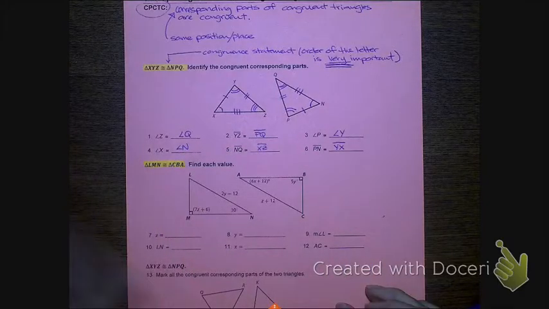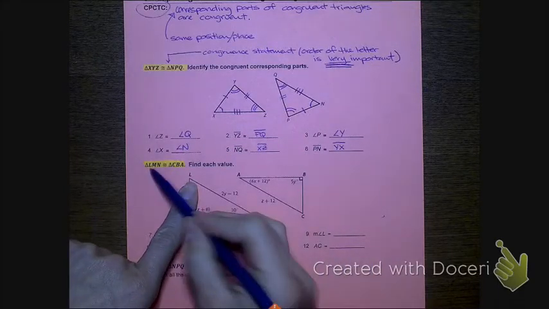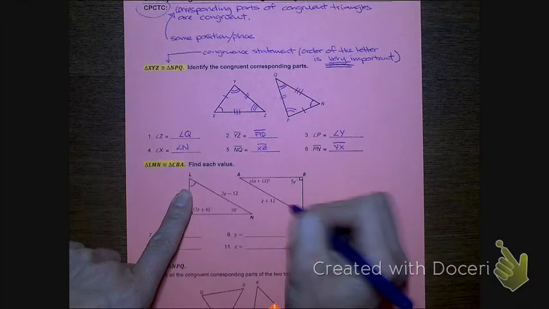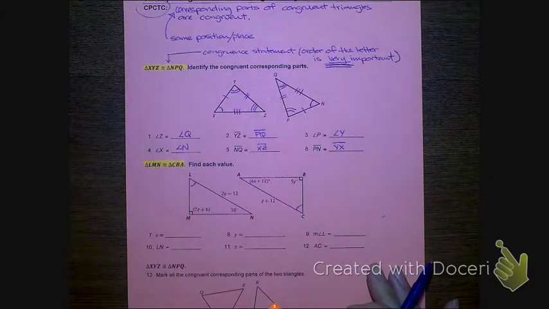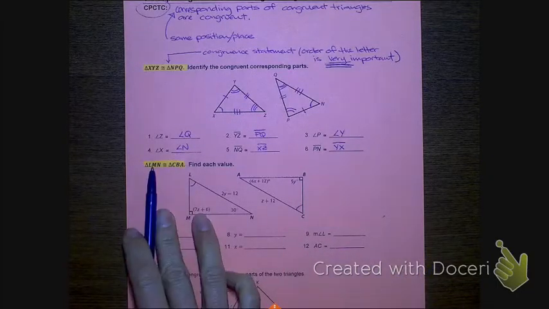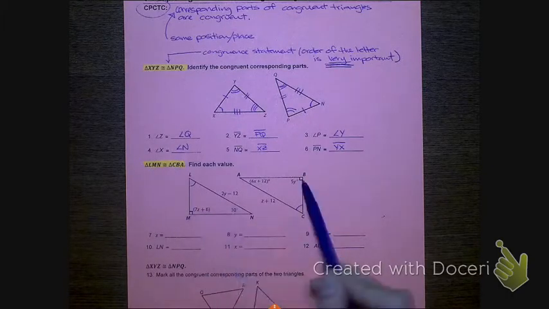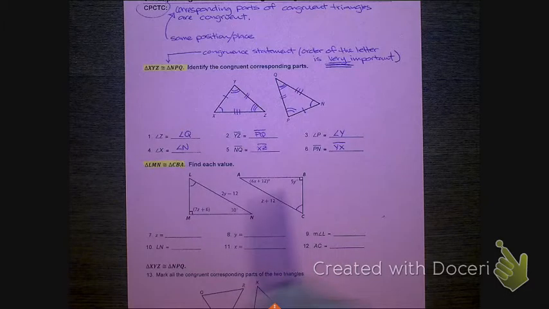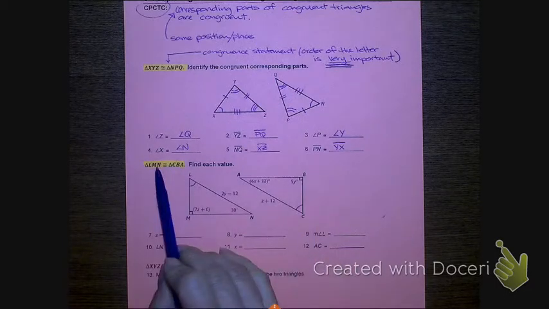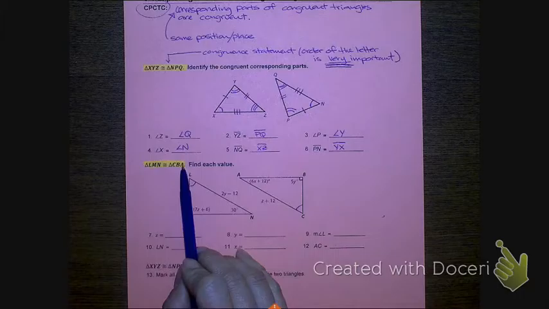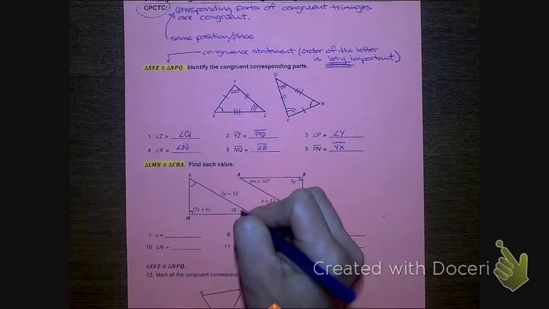So which angle is congruent to L? C. Mark it on your diagram. Okay, which angle is congruent to M? B. Those are already both marked with a right angle, so I assumed already those are congruent, okay? All right, and then angle N congruent to what? A. So mark that on your diagram.